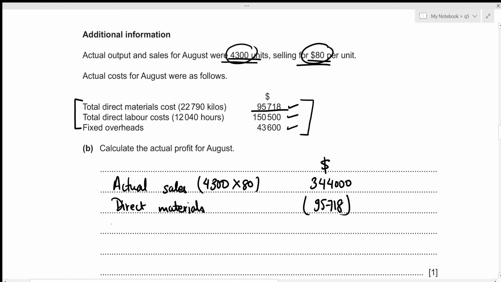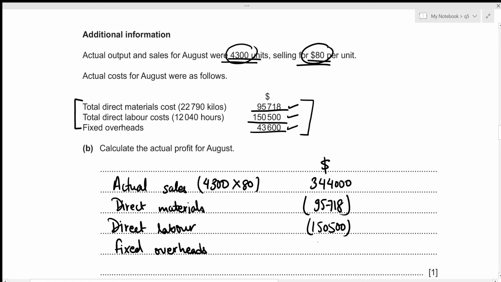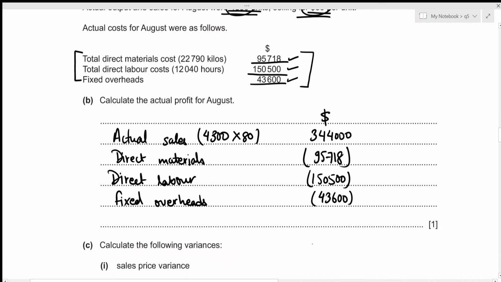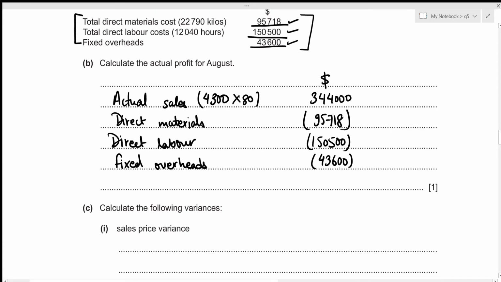Then we have our direct labor cost, and we can see that our total direct labor expenses was 150,500. And then we also need to subtract the fixed overheads. And we can see that our total fixed overheads was 43,600 for the month of August. We need to subtract this as well. Now we can easily figure out our actual profit.